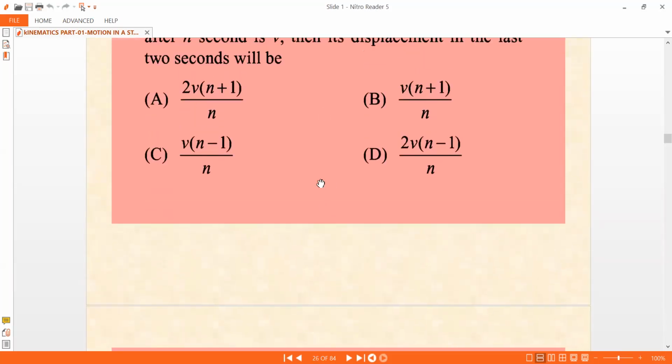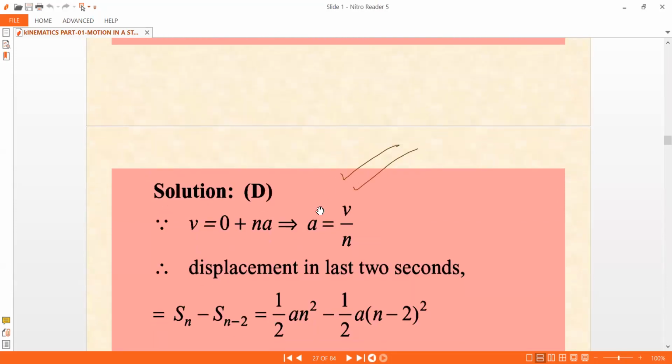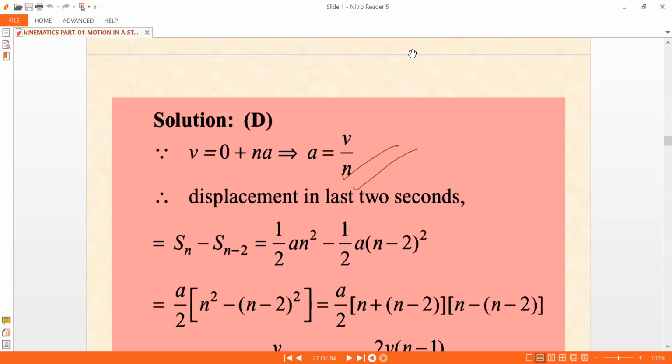The option D is the right answer from here. So how it is D, we'll see. Easy question only. So we'll apply the formula v is equal to u plus at here. u is 0, v is equal to u plus at, time is n. So v is equal to na, a is equal to v by n, you can substitute.